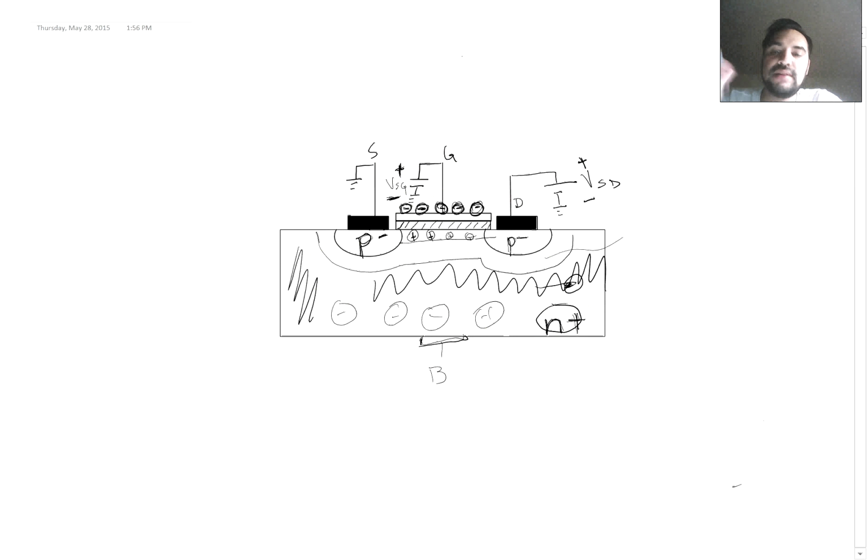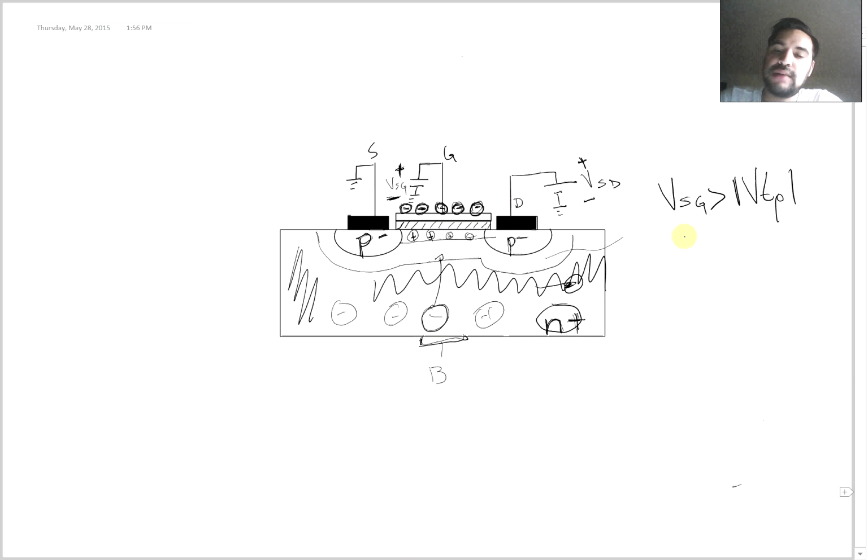And it's going to be the same function. It's going to attract all the negative charges. They're going to go right here. They're going to create a channel region, and when the voltage VSG is greater than the absolute value of the threshold voltage, that's when it's going to turn on.